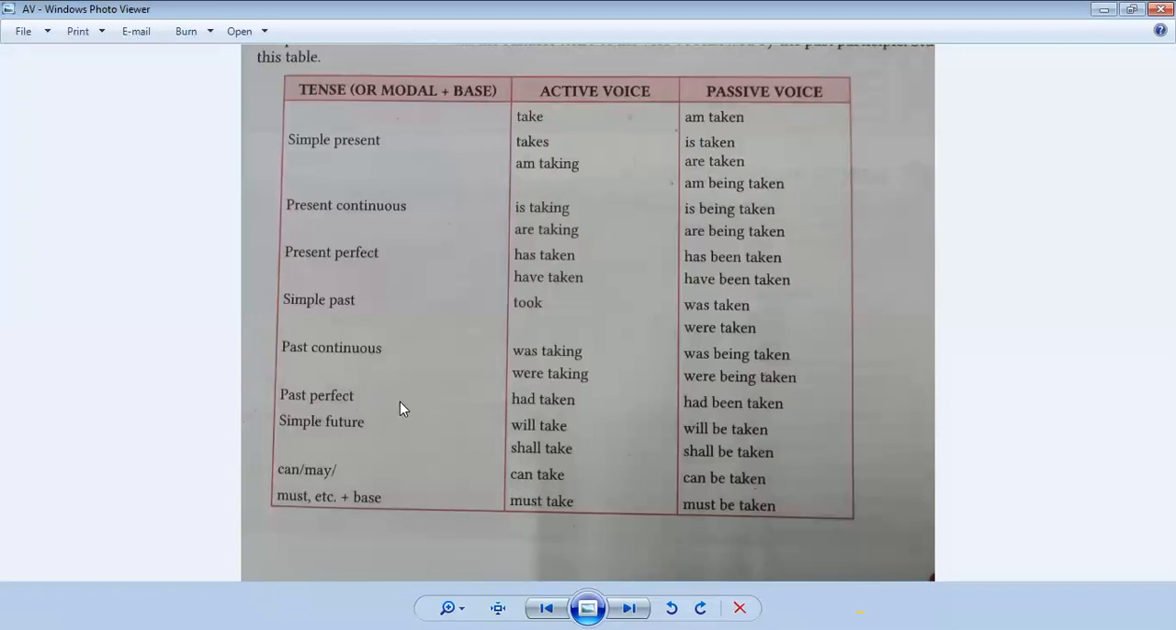Past perfect tense. See, in present perfect you had has or have. In past perfect it is had taken. It becomes had been taken. Look here. Has taken becomes has been taken. Have taken, have been taken. If it is had taken, it becomes had been taken.